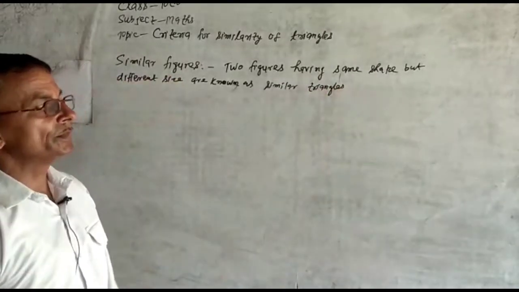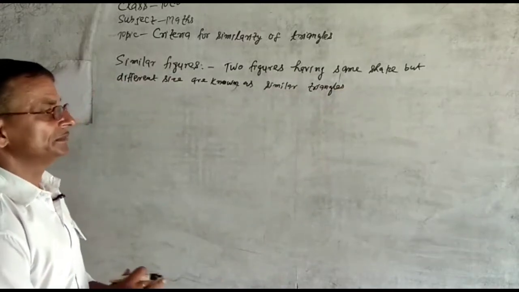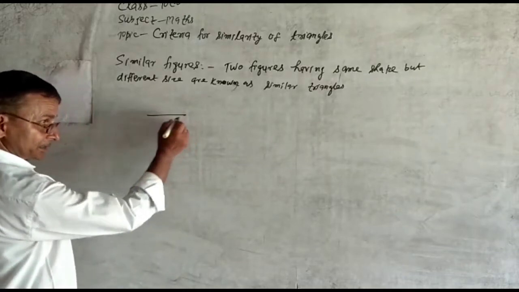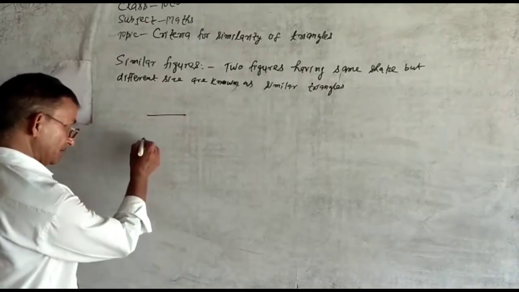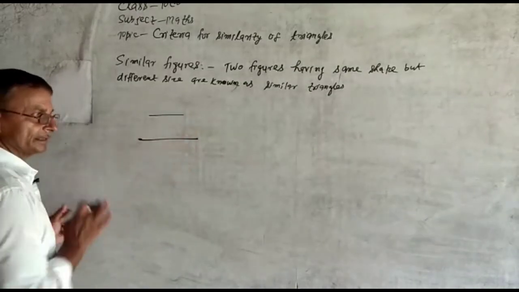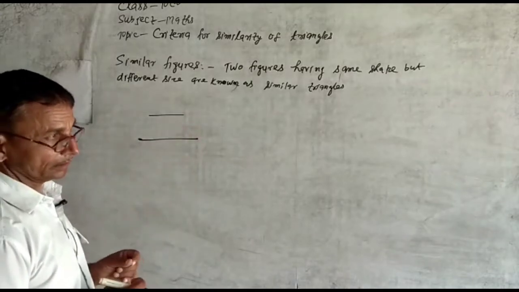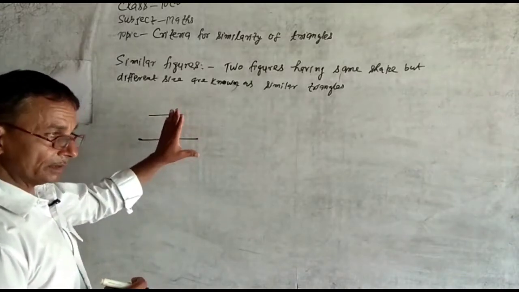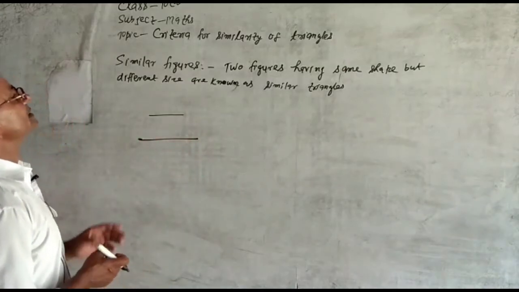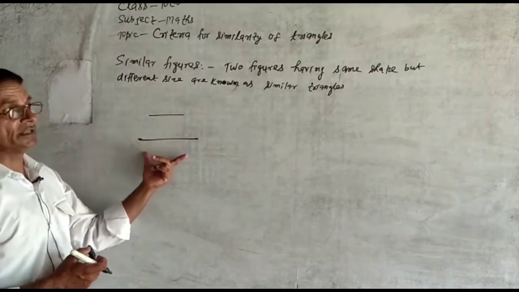Two figures which have the same shape but their sizes are different. Suppose this is a line segment. This is also a line segment. This is smaller and this is larger. But both are line segments. The shape of the figure is the same, but their sizes are different. One is larger and one is smaller.